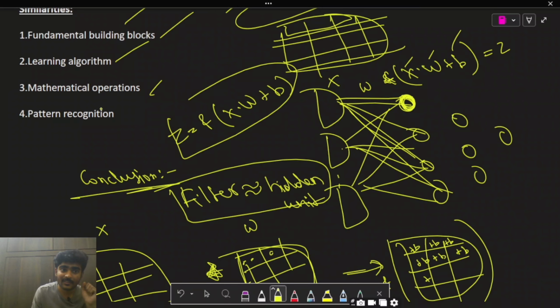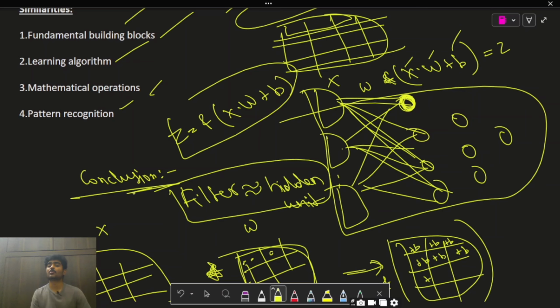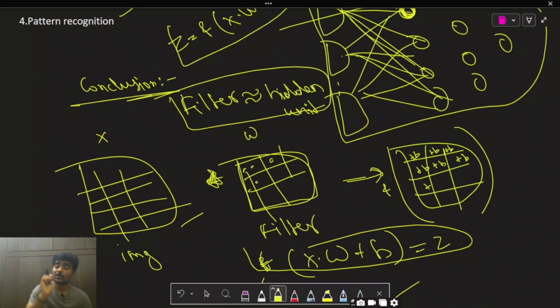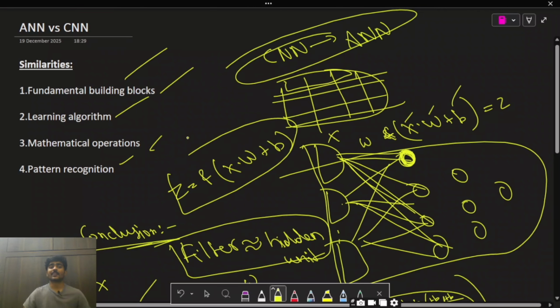Next is pattern recognition. The basic function of an artificial neural network is to find the hidden patterns in the input data. In a similar way, the basic operation of my convolution neural network is also to find the hidden patterns in the input data, that is, to find the important features, the hidden patterns, in the input grid-like structure. So the aim of both architectures is the same. So these are the various similarities between artificial neural networks and convolution neural networks.